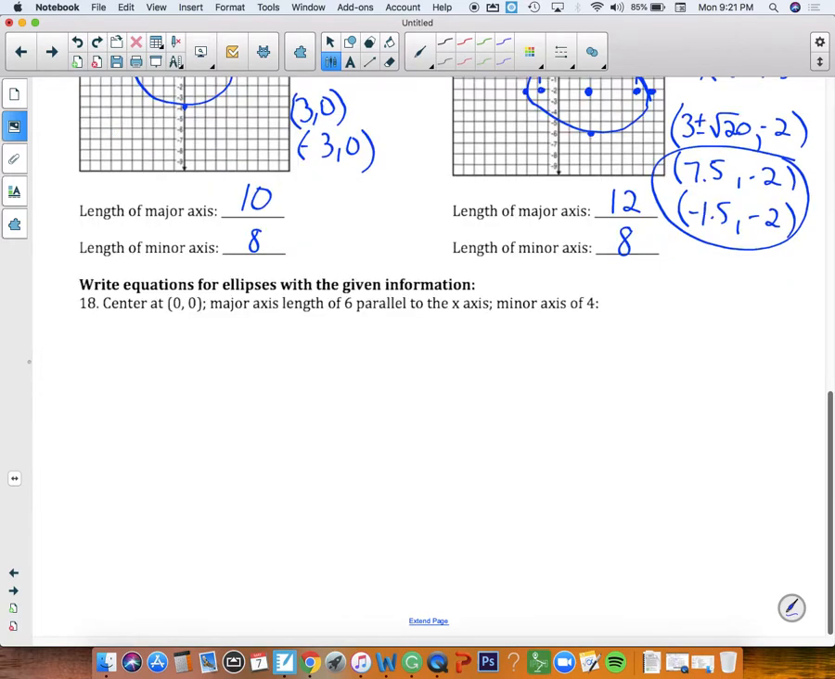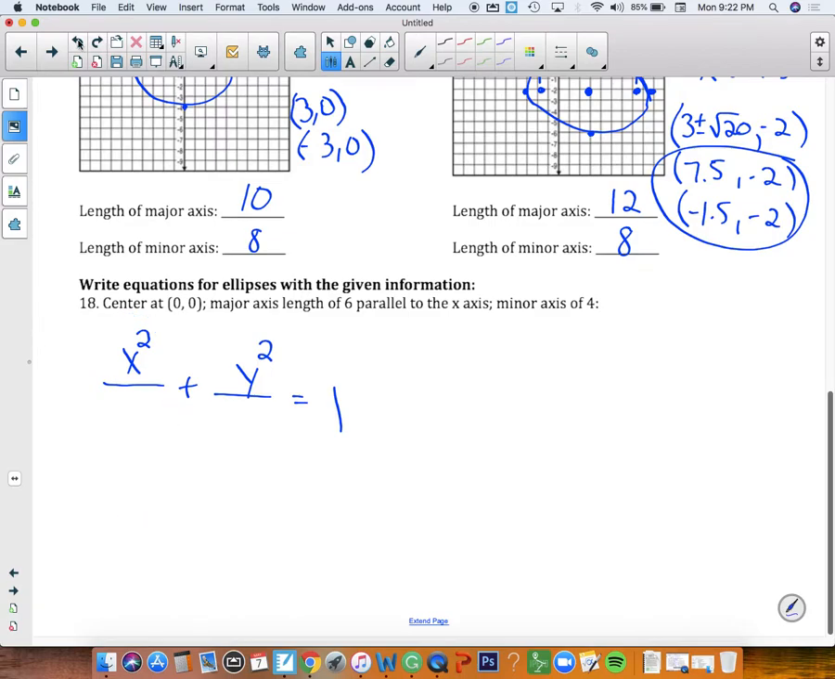So equations of ellipses here, we have center at 0, 0. So you know that we can have x minus h squared up here, y minus k squared up there, okay? But it's a 0, 0, so the h and k are 0, so really I just have x squared and y squared on top. All right, so x squared here, y squared there. Major axis length is 6 and parallel to the x-axis, so that means that's going to have to do with that one.